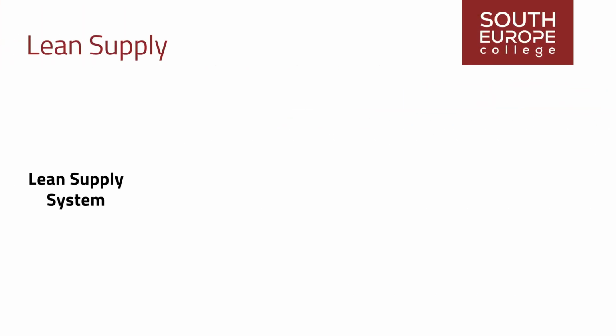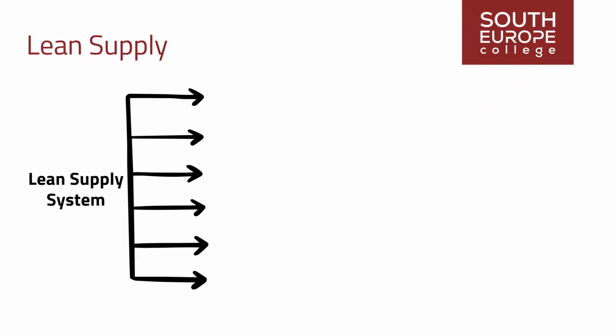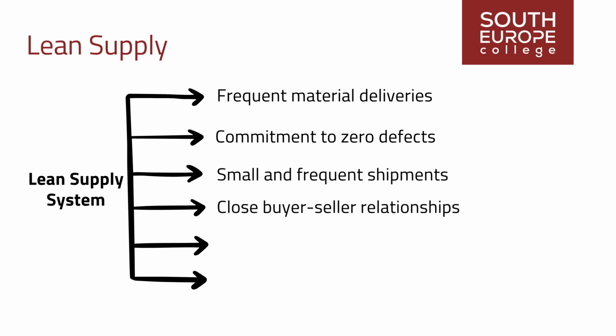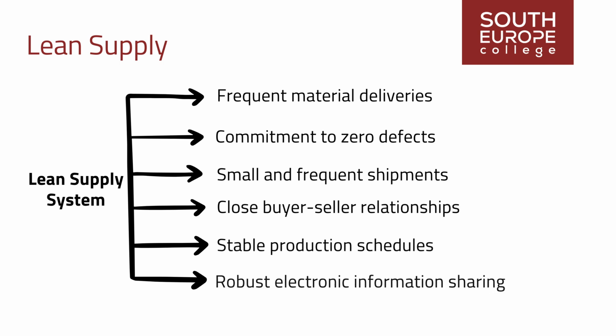Establishing a lean supply system is the primary step in building a lean supply chain, involving frequent material deliveries to meet immediate needs. Key features include a commitment to zero defects, small and frequent shipments adhering to quality standards, close buyer-seller relationships, stable production schedules, and robust electronic information sharing.